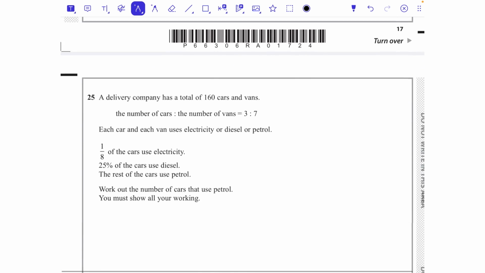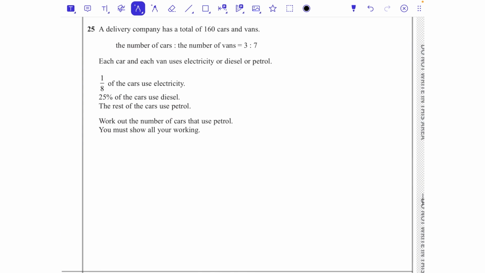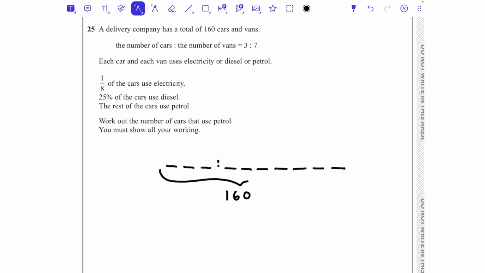Okay, question number 25. A delivery company has a total of 160 cars and vans. The number of cars to the number of vans is in the ratio 3 to 7. Now, if you watch my videos a lot, you'll know that for ratio, I like to do little lines. There's 3 little lines for cars, and 4, 5, 6, 7 little lines for vans. And we've got 160 in total across all of those little lines. So cars on the left and vans on the right.